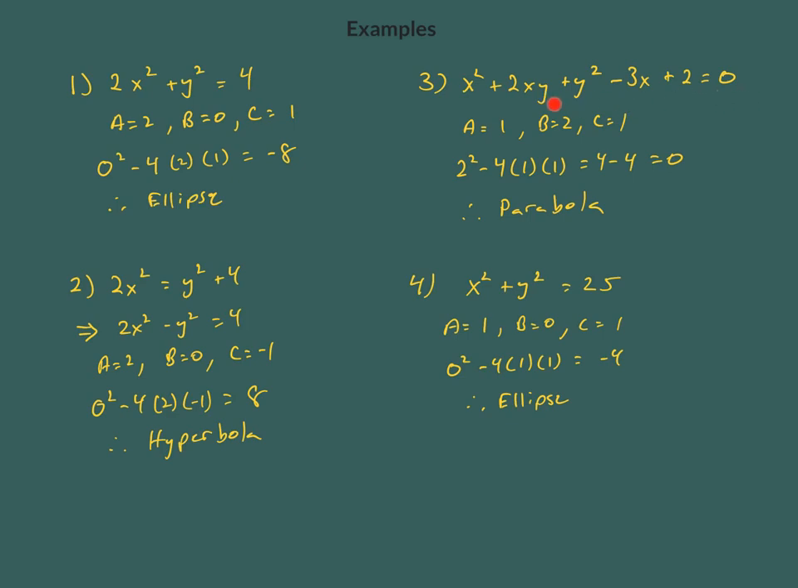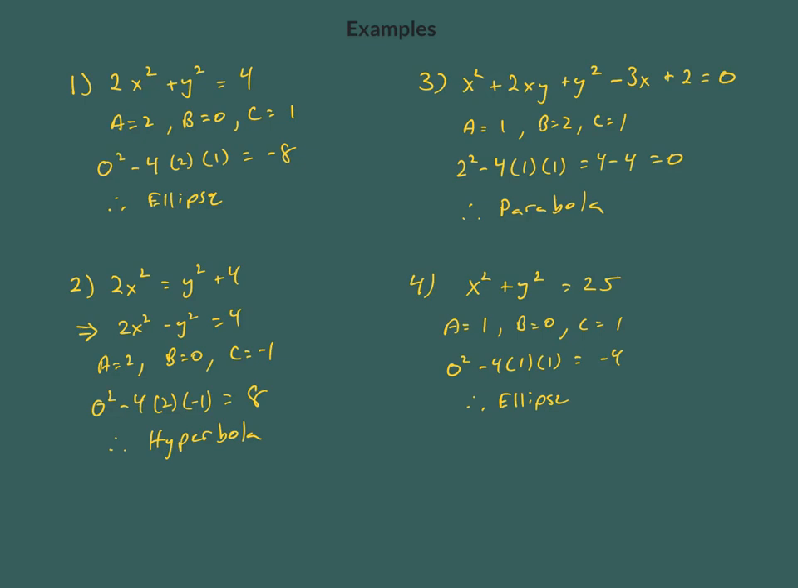Let's look at this one right here. X squared plus 2xy plus y squared minus 3x plus 2 equals 0. In this one, a is 1, b is equal to 2, and c is 1. Plugging it into the discriminant, b squared minus 4 times a times c becomes 2 squared minus 4 times 1, which will be 4 minus 4, which equals 0. Therefore, this particular equation represents a parabola.